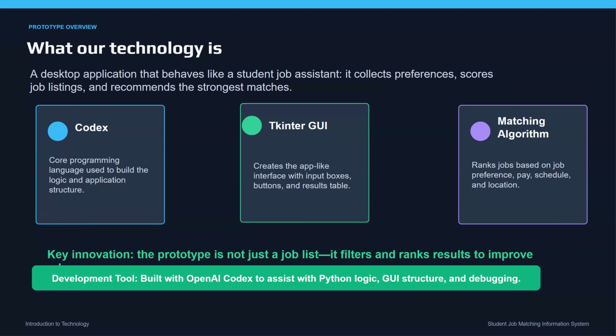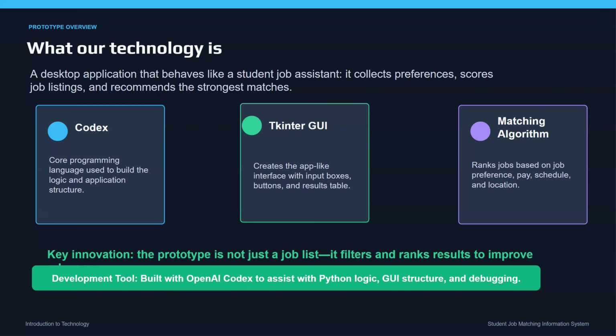Our first component is the Codex component. This gives us the core programming language used to build the logic and application structure. The second component is the Tkinter GUI. This creates the app-like interface with input boxes, buttons, and result tables. And our last component is the matching algorithm. This ranks jobs based on job preference, pay, schedule, and location.